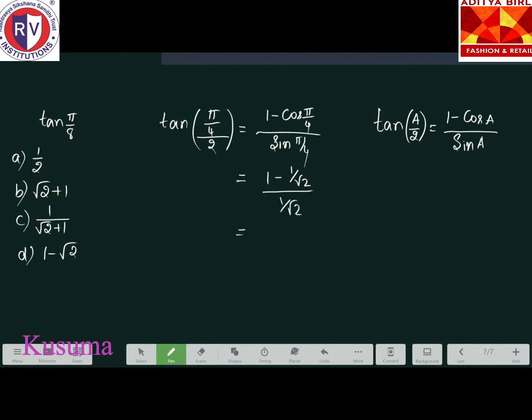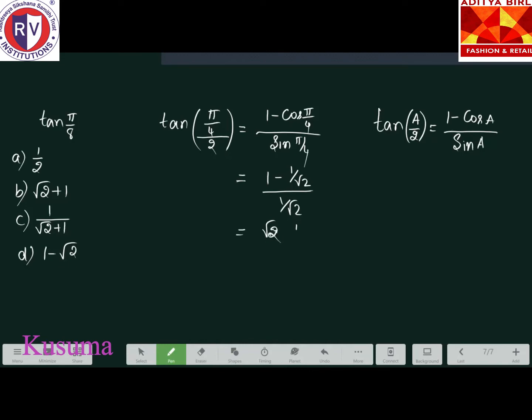Yes. So let us simplify this. This will be root 2 minus 1. And in the denominator, what is the value? Simplify and tell me. 1. So the entire thing is root 2 minus 1. This is the value of tan pi by 8. But root 2 minus 1 is not among the options. We have to simplify it further and bring it to any of the given options.